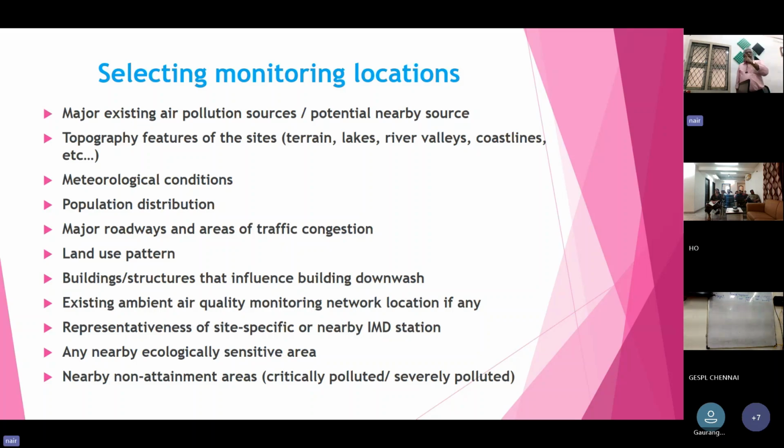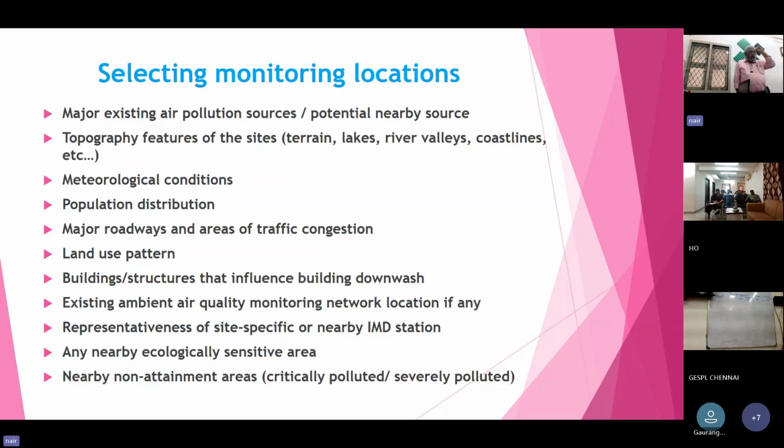But for selecting an air quality monitoring station, it's not very simple. Simply upstream, downstream, and upwind, downwind, crosswind will not do. See, what are the things you have to keep in mind. One, major existing air pollution sources or potential nearby sources. Near your industry, near your proposed project, is there any major industry, any air pollution source nearby? Because it is likely to cause cumulative pollution in this area also.